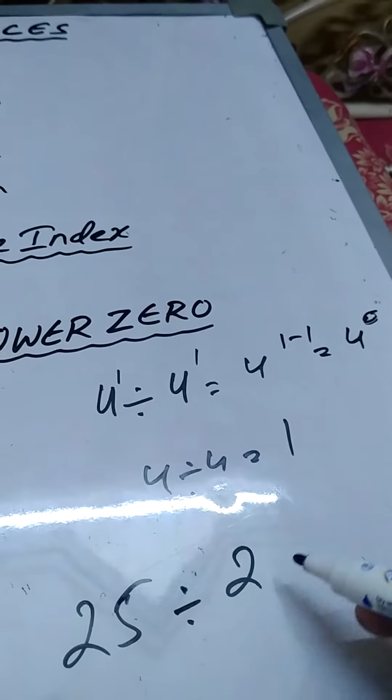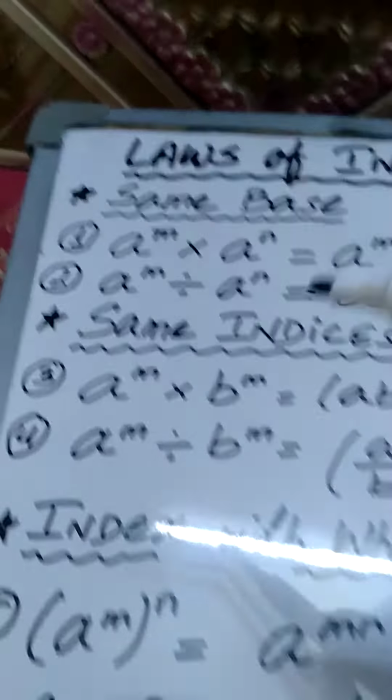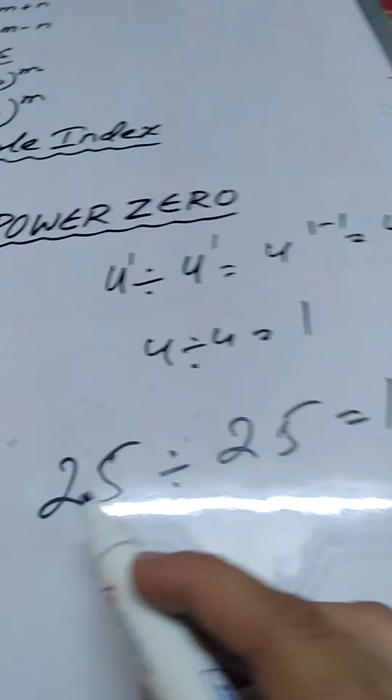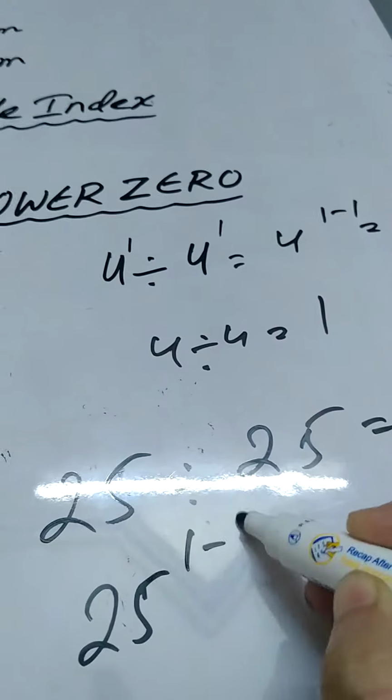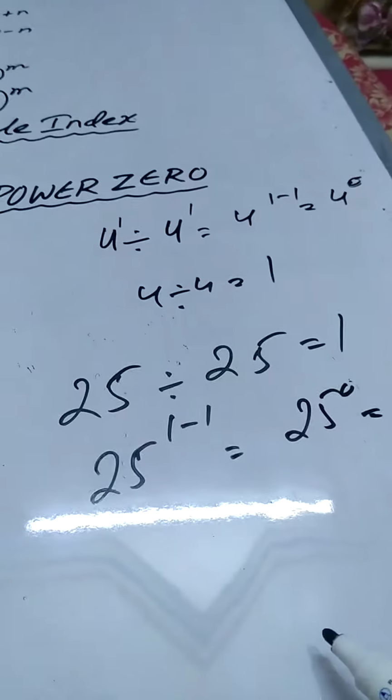If I say 25 divided by 25, we directly write 1. If you look here very carefully, this law is applying here. Both laws are applying, same bases and same index. So look here, when bases are the same, in division their powers are subtracted, so it becomes 25 power 0, which is equal to 1. Is it clear?